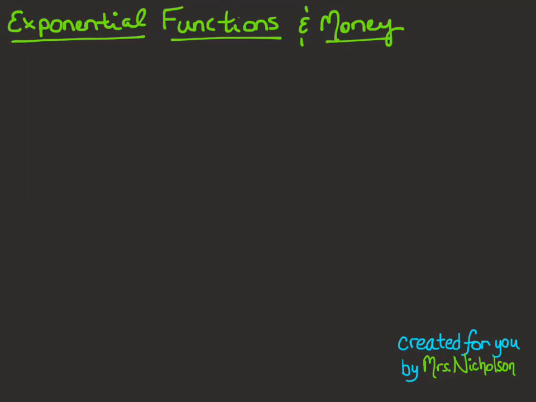All right, let's talk a little bit about exponential functions and money. Whenever you invest money, it is compounded multiple times a year. And what that means is that interest is applied more than once a year. Sometimes interest is applied monthly, sometimes it's applied quarterly, which means 4 times a year, or sometimes it's applied daily. And whenever we have interest that is compounding or adding on multiple times a year, then we need to be working with this formula.